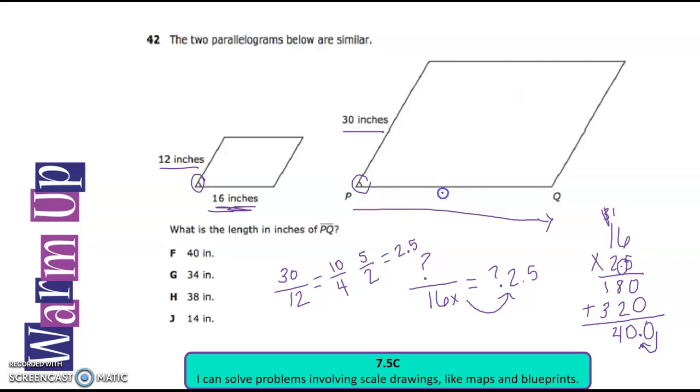So does that sound like a reasonable answer? 30 to 40 and 12 to 16. Yes, it does. The correct answer is F. Notice I didn't even look at my answer choices until I solved. Continue through the lesson and really practice those scale factor problems.